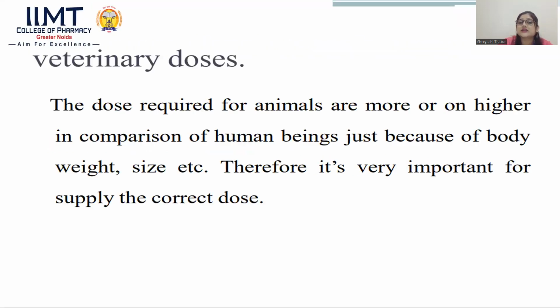So the next one is veterinary dose. What is veterinary dose? The dose required for animals is known as the veterinary dose. The dose required for animals is higher in comparison to human beings, because their body weight and type are totally different compared to humans. Therefore, it is very important to supply the correct dose.